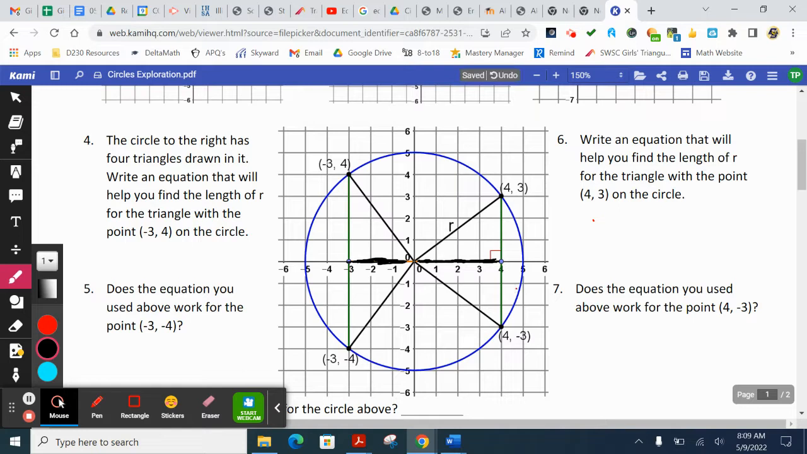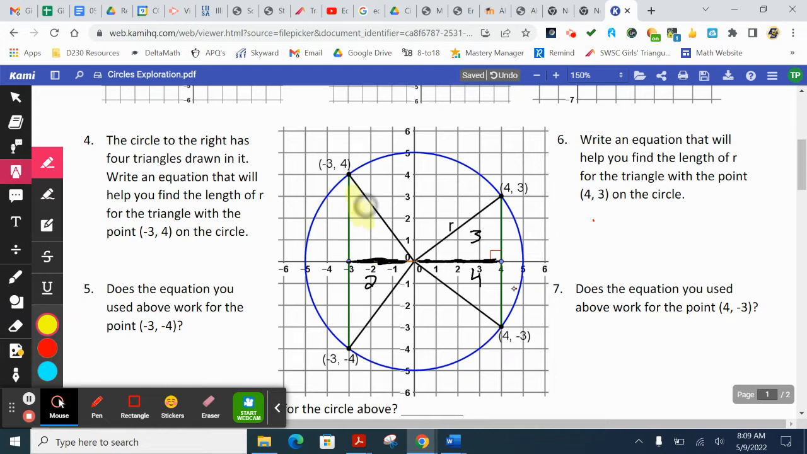Okay. What number 4 is asking you to do, the circle to the right has 4 triangles drawn in it. So now hopefully we can see those 4. All right, so here's triangle 1. Don't write this because we're going to write inside of it, but I'm going to erase this in a minute. Those are our 4 triangles that we currently have. What I want you to do is write an equation that will help you find the radius or the length of r for the triangle with the point -3, 4 on it. Okay, so that is this point right here.